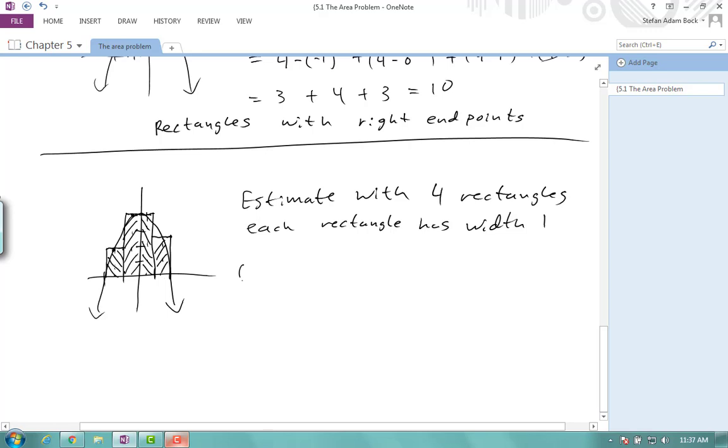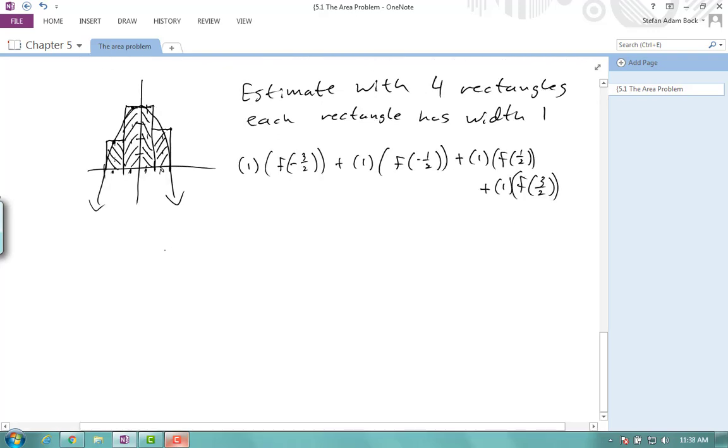So I'm going to have 1 times what's over here. That's minus 1 and minus 2. f of minus 3/2 plus 1 times f of minus 1/2 plus 1 times f of 1/2. I'll squeeze this in here, plus 1 times f of 3/2. That's what I get when I put it in halfway between each integer. And what did this evaluate to?